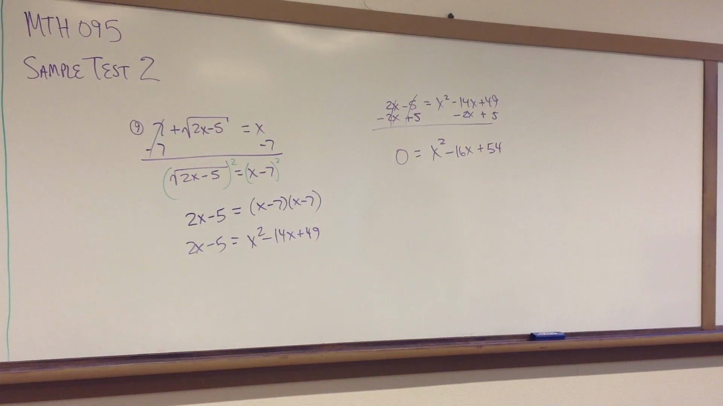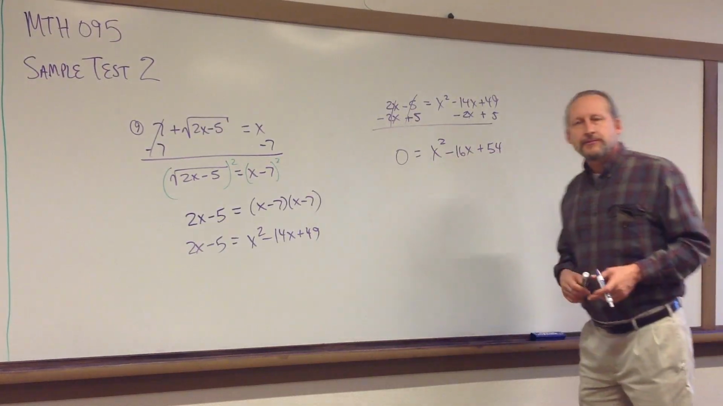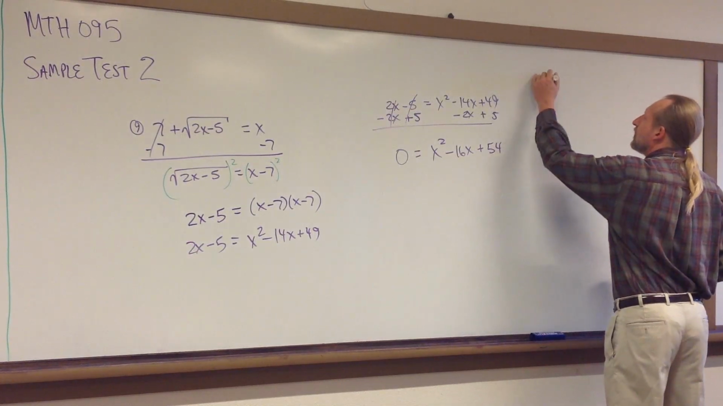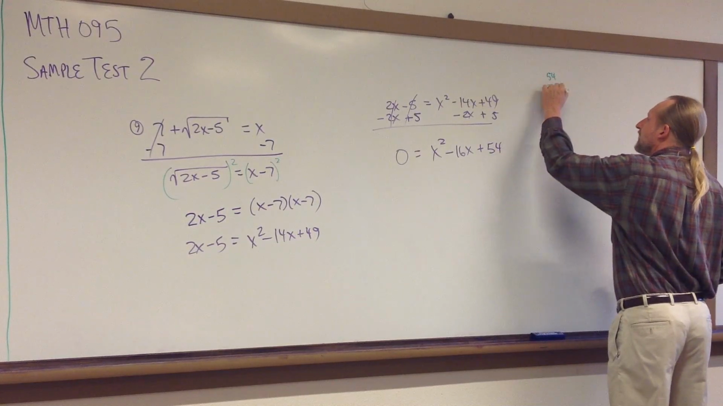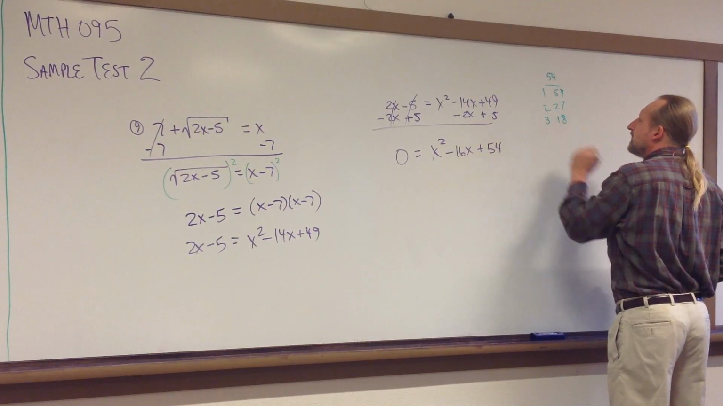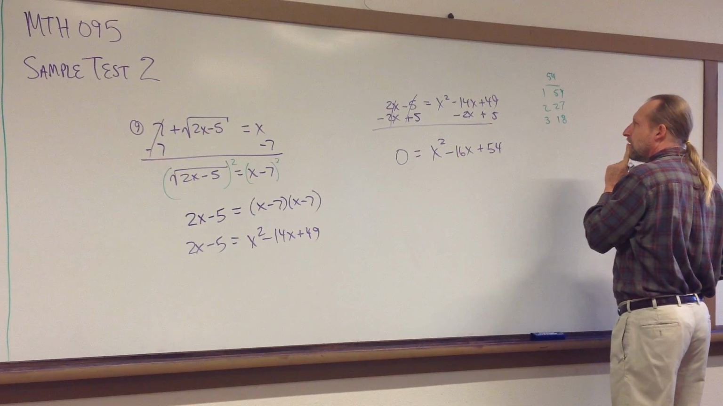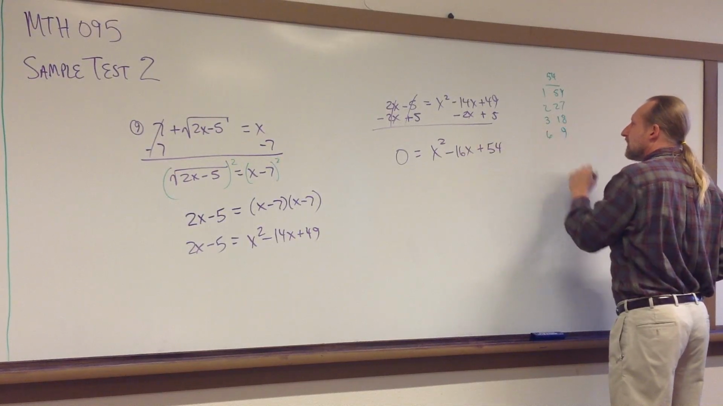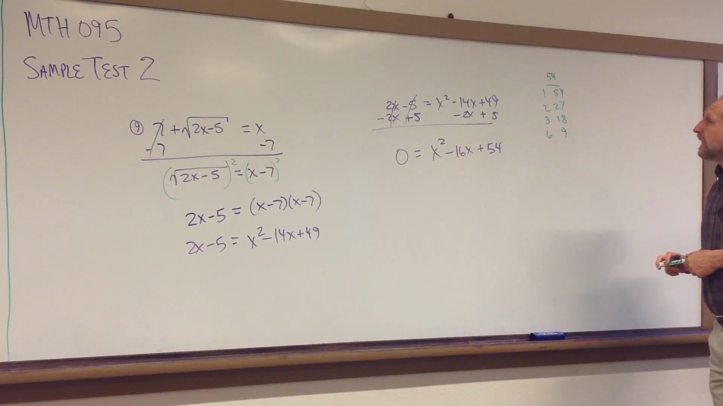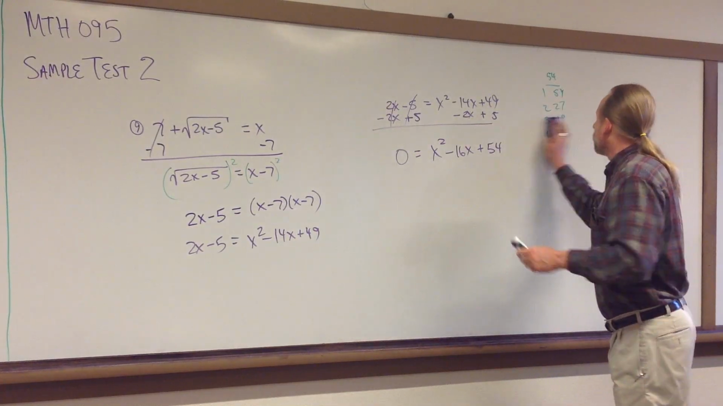Now, we can factor this if we can split 54 up into factors that add up to 16. I'm not sure if we're going to be able to do that because 54, right, 1 times 54, 2 times 27, 3 times 18, 6 times 9, and that's pretty much it. None of these add up to be 16. So we're going to have to use the quadratic formula on this one.